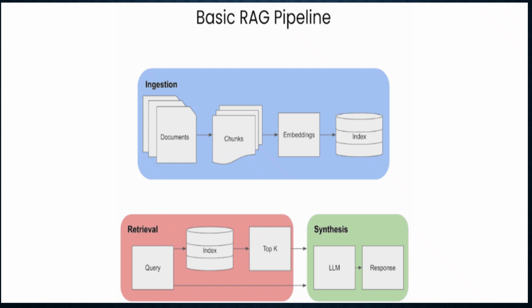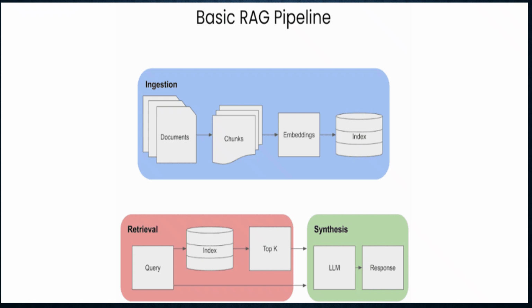Here you can see the basic RAG pipeline, where the data is ingested and the document information is split into chunks. The chunks are then processed and converted into embeddings. After embeddings, it provides indexing, so that whenever a user asks a query, it will follow this indexing and provide the right answer.